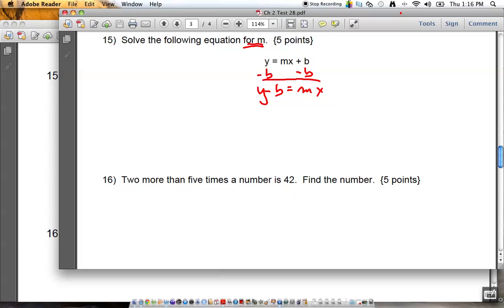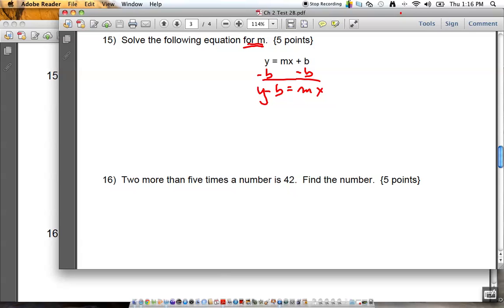B equals MX. Is the X by itself yet? No. Why is it not by itself? Rach, why is that X not by itself? Rach, just look at it. There's a letter next to it. What's the letter next to it? Good. Now, what does MX mean? What operation? Is it add, subtract, multiply, or divide? Spencer? It's what? Multiply. Good.